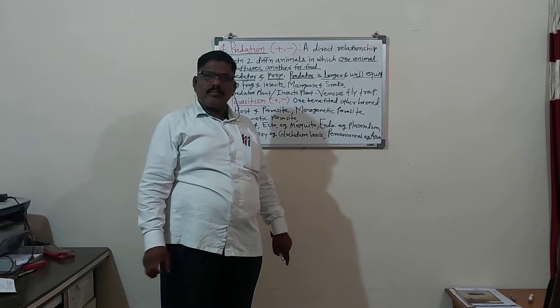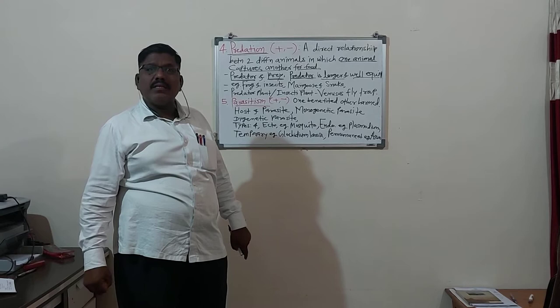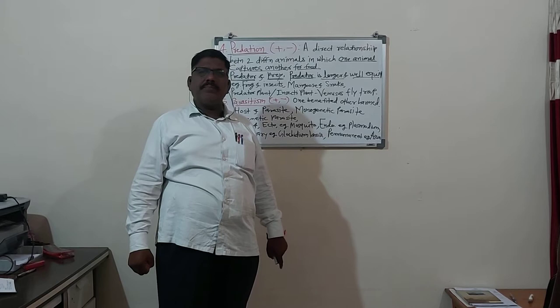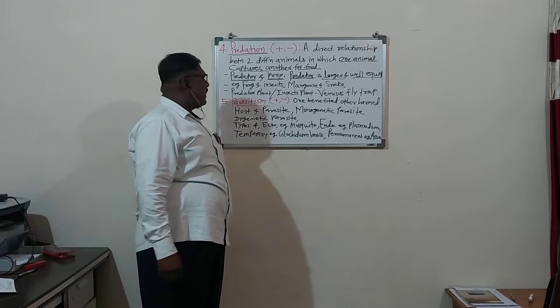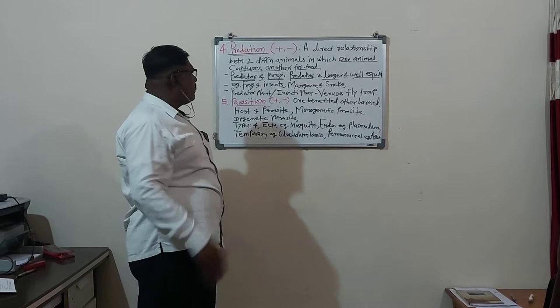So predator always having the high power of vision, high power of the hunting ability of searching the prey. So they are some characteristics of the predator. Now in the ecosystem, in the nature, there are number of examples of the predator and prey. So here some examples are given for understanding.